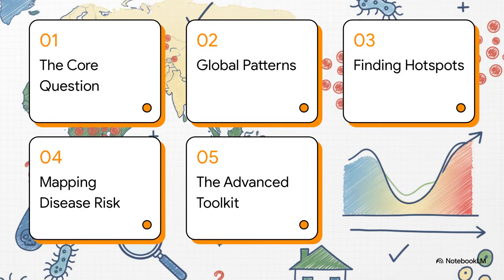So here's our game plan for today. First, we'll tackle the most fundamental question: how do we even know if a cluster is real or just chance? Then we'll pull way back for the 30,000-foot view to see if there are any big map-wide patterns. After that, we're going to grab our magnifying glass and zoom right in to find specific hotspots. From there, we'll shift gears from just mapping known cases to mapping the hidden underlying risk. And finally, we'll peek inside the advanced statistical toolkit that brings it all together.